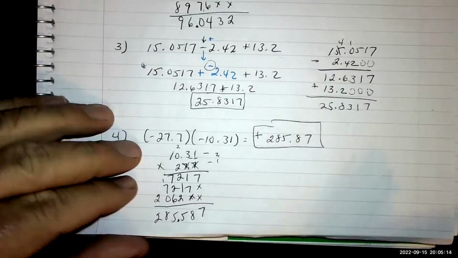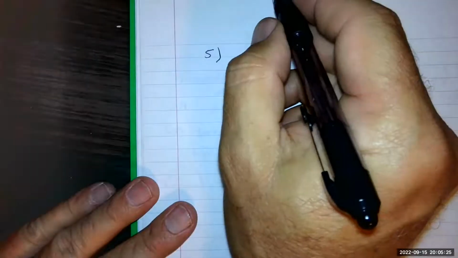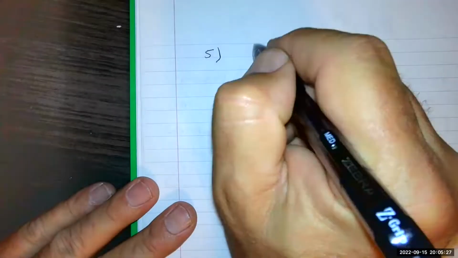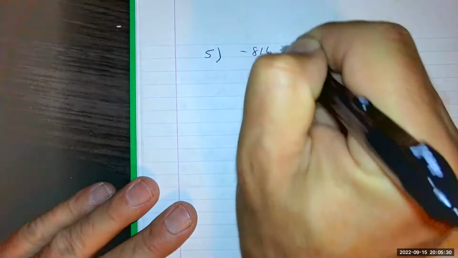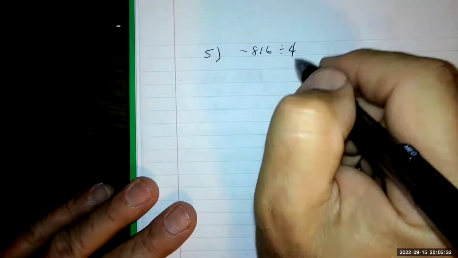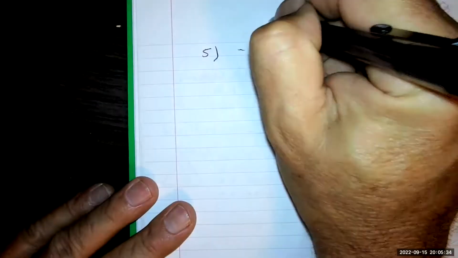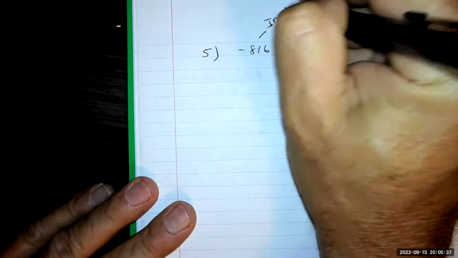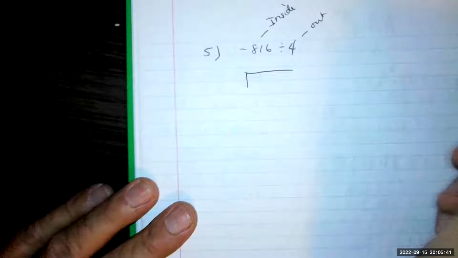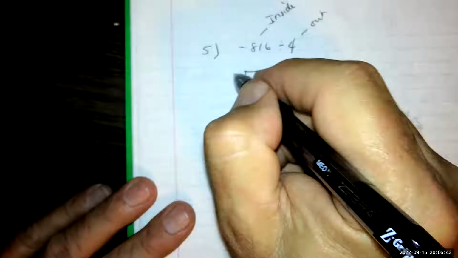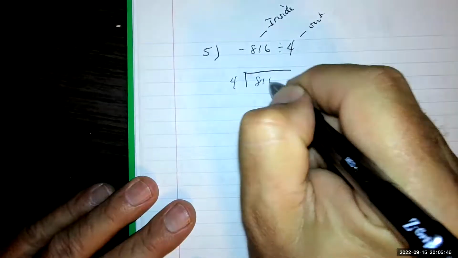All right, you ready to go to the next one? Number 5. We're a third of the way there almost. Number 5 is 1816 divided by 4. Okay, so you got to know that this one is inside the box. So the first one's inside, the second one is outside. And what do I mean by that? I mean this box right here. So the 4 goes on the outside, 816 goes on the inside.